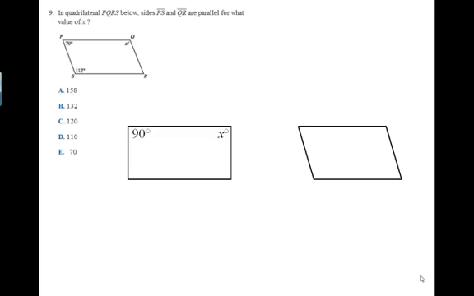I have a quadrilateral. PS and QR look parallel, and they are. For what value of x? Well, I'm tempted to say 112 because it looks like that's what the other opposing angle is, but there's no 112. Let's try something. If this were 90 and these were parallel, what would this x have to be? It would have to be 90.